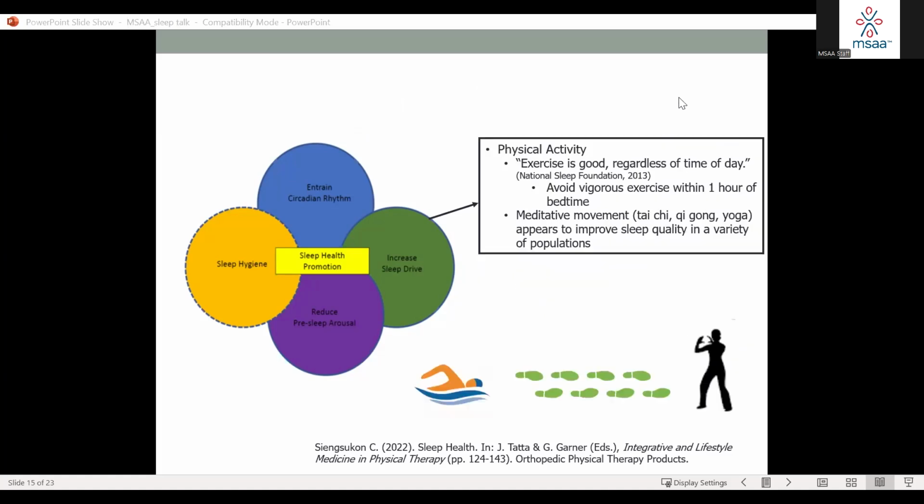Another thing is physical activity. We know that exercise is good for us for lots of reasons. We also know that exercise and physical activity also helps people sleep better. And it doesn't appear to matter the type of exercise.